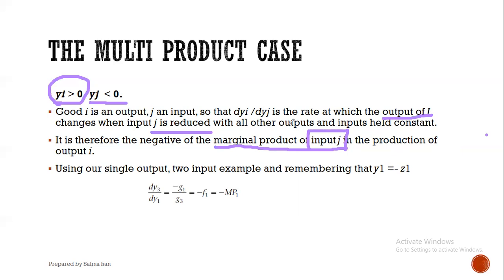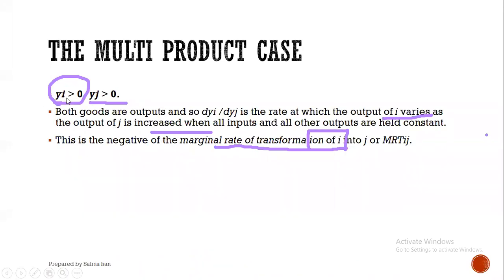Now we move forward ahead to the third case. What will be the third case? It will be yi greater than 0 and yj also greater than 0. Now what happens over here is that both yi and yj are outputs. They are not inputs. When both are outputs, dyi, that is the rate of change in the output i to the rate of change in the output j, is the rate at which the output of i varies as the output of j is increased when all the inputs and all the other outputs are held constant.